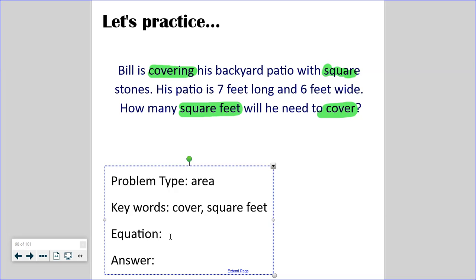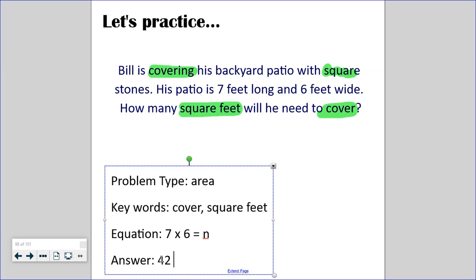I multiply the length times the width. So let's see, it's 7 feet long. So I'm going to do 7 times 6 feet wide, and that's going to give me my area. So what is 7 times 6? Think back to your facts. 7 times 6 is 42. So I know it's going to be 42.